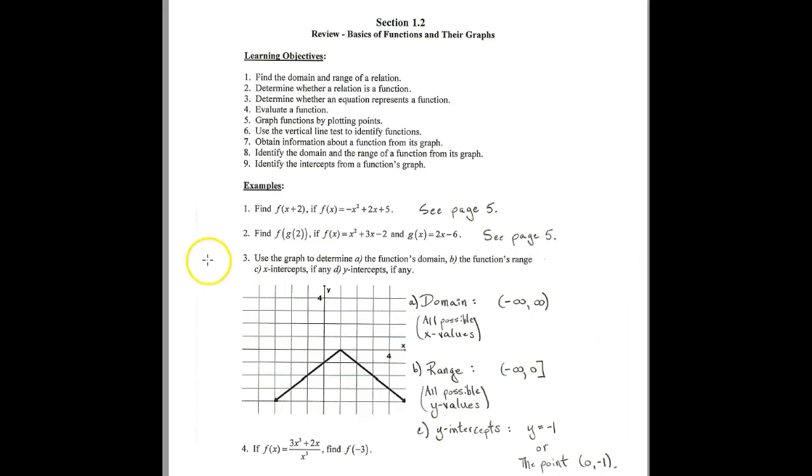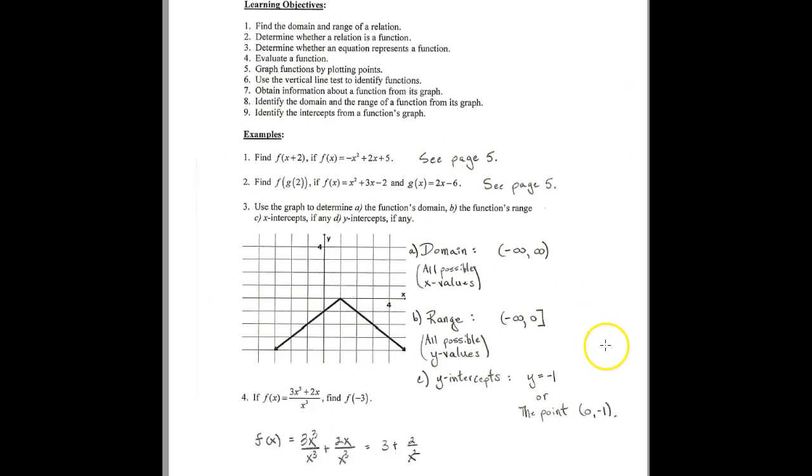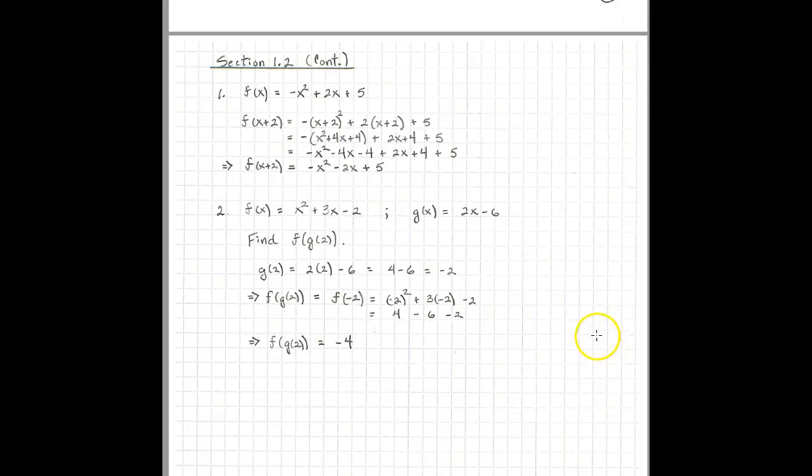So in the first example, we want to find f of x plus 2 if the function f of x is equal to minus x squared plus 2x plus 5. And similarly, in the second example, we want to find f of g of 2 if f of x is this function and g of x is this function. So let's go to page 5 and review how to do these things.